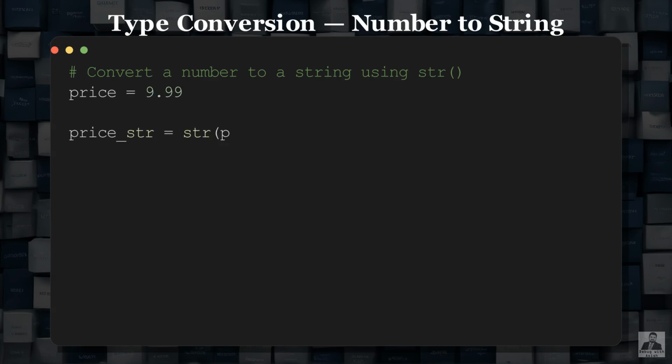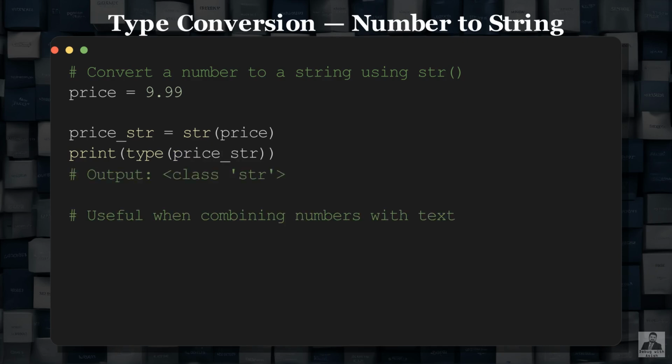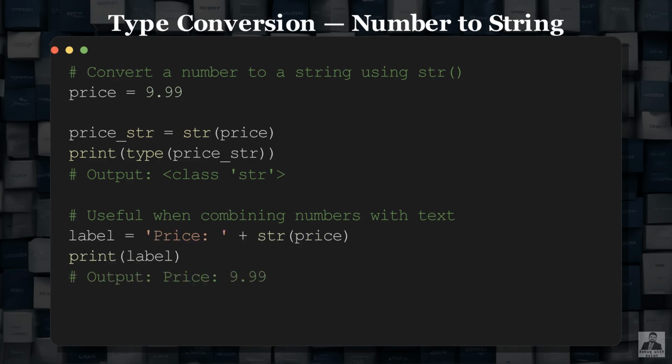The third conversion is number to string. We use the str function for this. Here, we convert the float 9.99 to a string. The most common reason to do this is to combine a number with a piece of text. In Python, you cannot directly join a string and a number. You need to convert the number to a string first. Once converted, the plus sign joins them together as text.